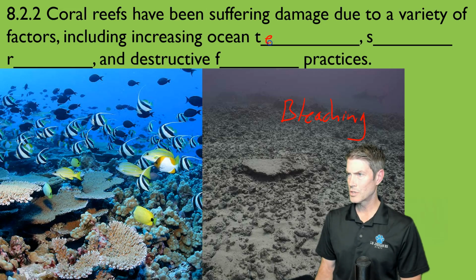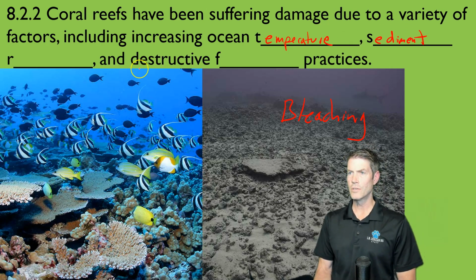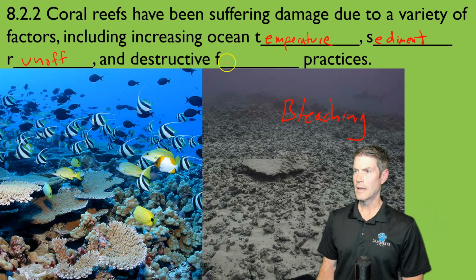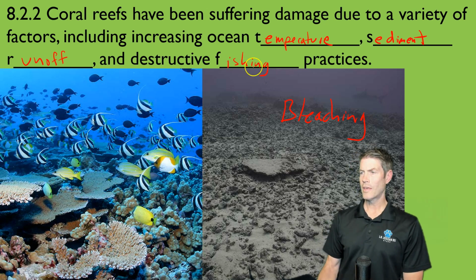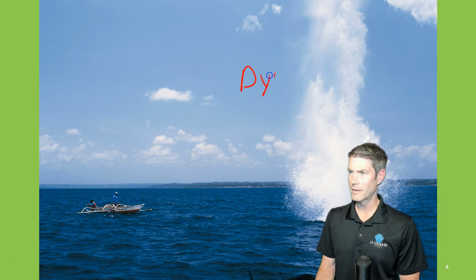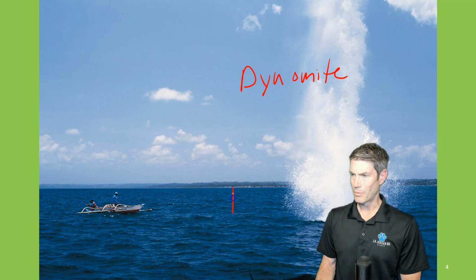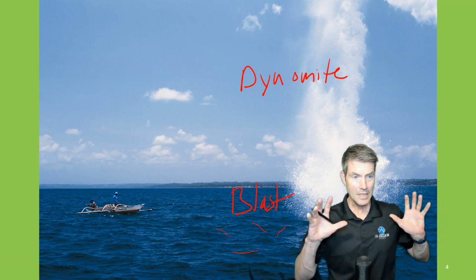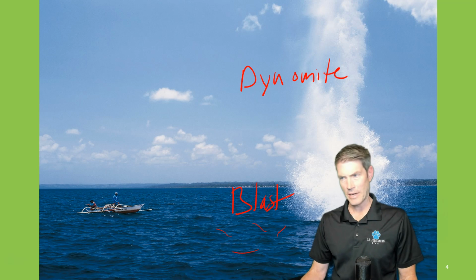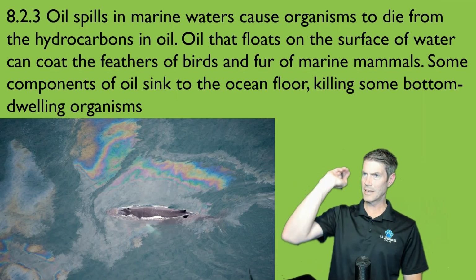So increasing ocean temperature, sediment that just blocks out the light and reduces photosynthesis, runoff, putting a lot of nutrients and pesticides into the water, and destructive fishing practices. And you might think, what is a destructive fishing practice? This is fishermen using dynamite. They basically blast the coral, and then the fish float up, and then they get them. So this obviously destroys a lot more living things than just the fish they're looking at. So these kind of practices, and just huge nets going everywhere and then blocking things.